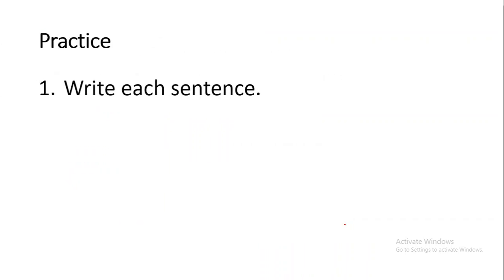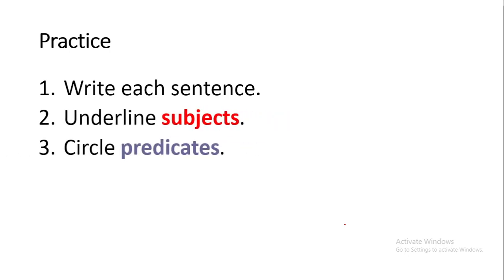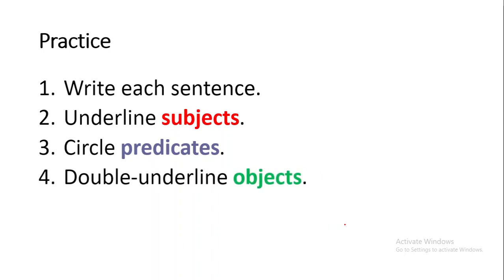Now as a practice, I'm going to give you some sentences. What you need to do is write each sentence, underline the subjects, circle the predicates, and double underline the objects. Okay, so there are 5 sentences, and I'm going to give these to you as a quiz, as an activity to understand whether you have understood the concept or not. I'll show you the sentences, and you can write down your answers in the comment section of this video, or you can write them in your notebooks and show them to me during the class.